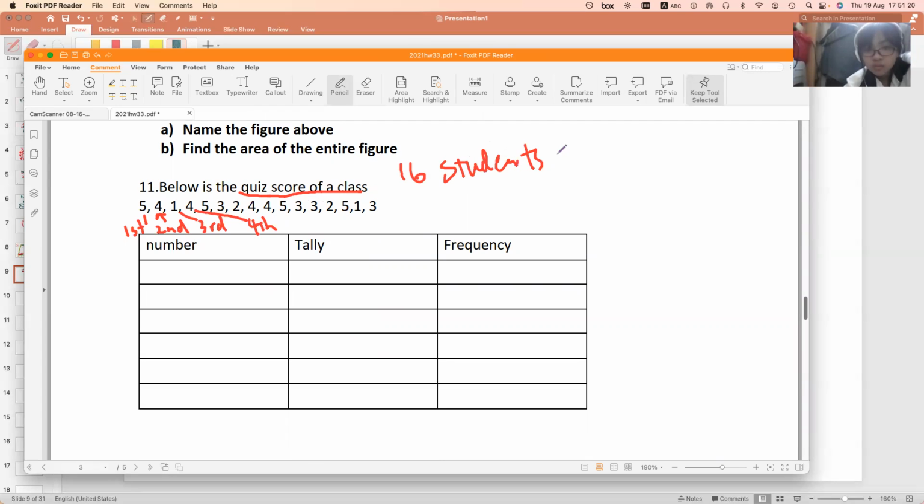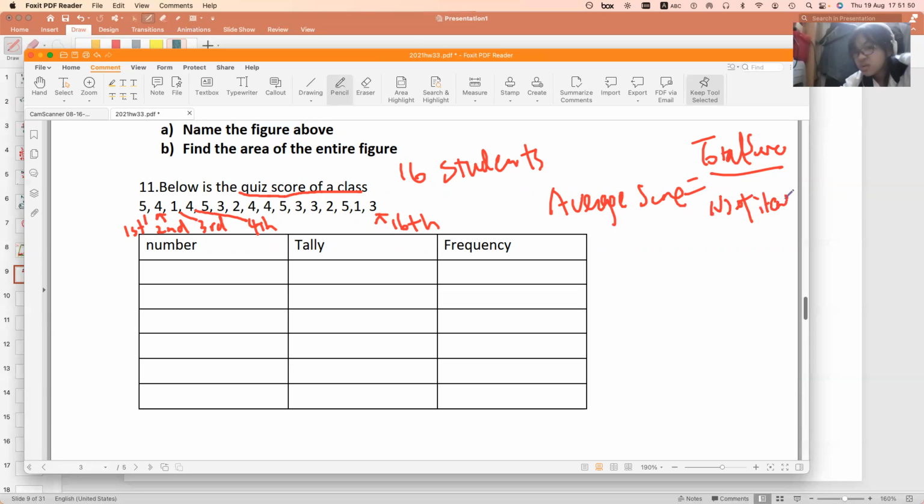Okay. And then this is the 16th student's score. Then the average score is equal to total score divided by number of. In this question, we are talking about what item? The students? Yes. So I replace by student. So what is the total score in this case?